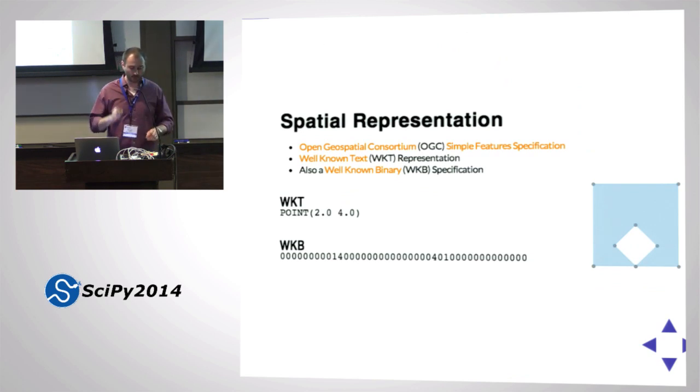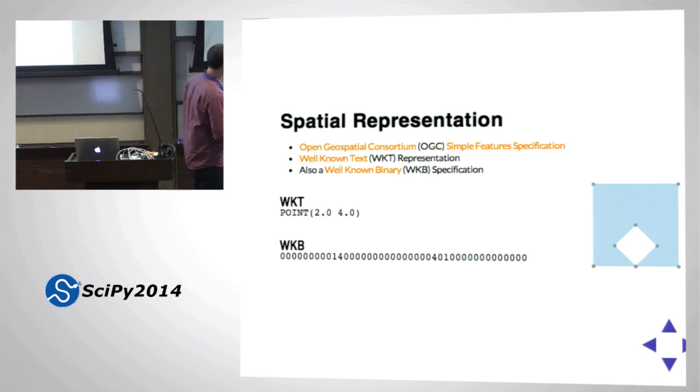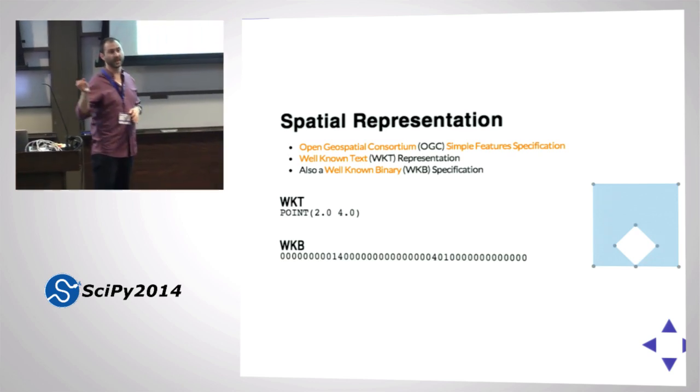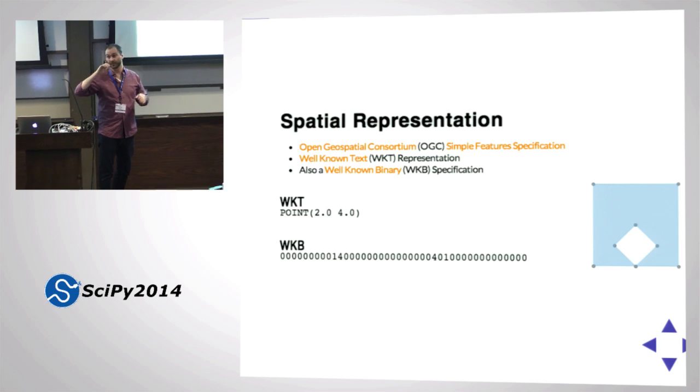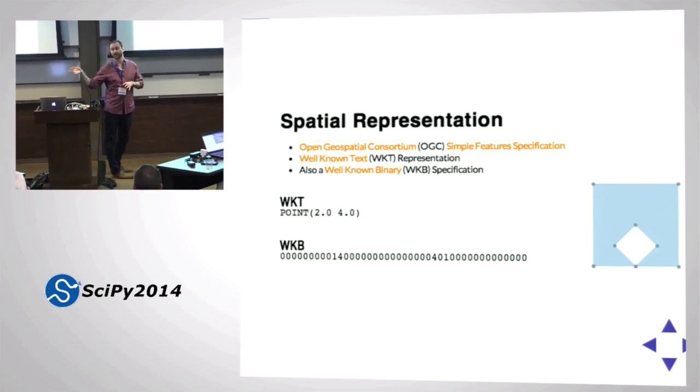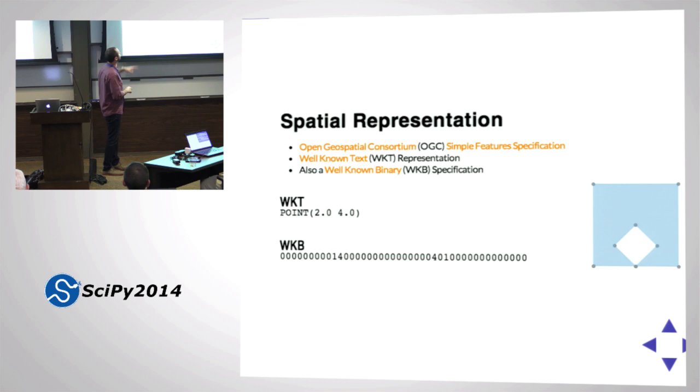So for all of the examples that we're talking about, we're going to be using a spatial representation for vector data that is based on the Open Geospatial Consortium's simple feature specification. Okay, this is a global specification. How many people know what the Open Geospatial Consortium is? Kind of. It's not important, actually. It's kind of like ISO for geospatial stuff. In fact, they come up with ISO standards for geospatial stuff.